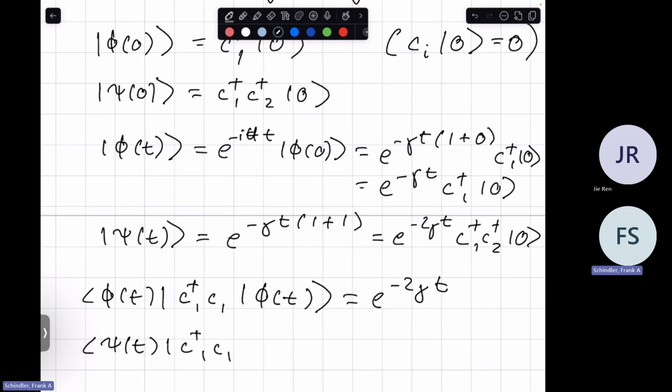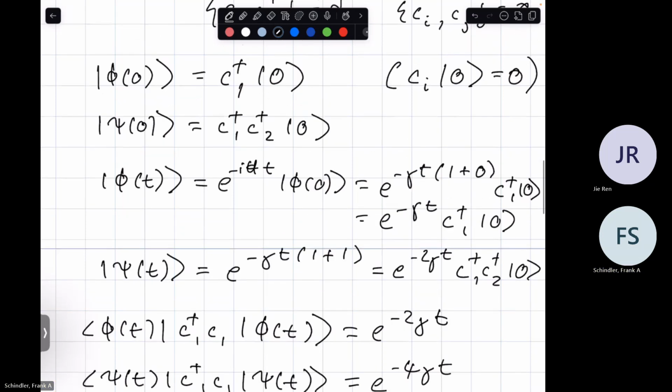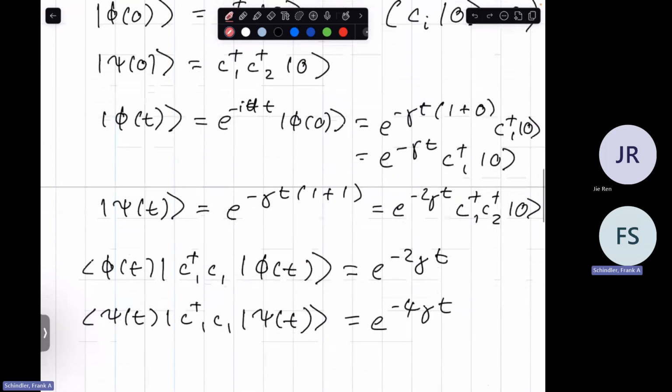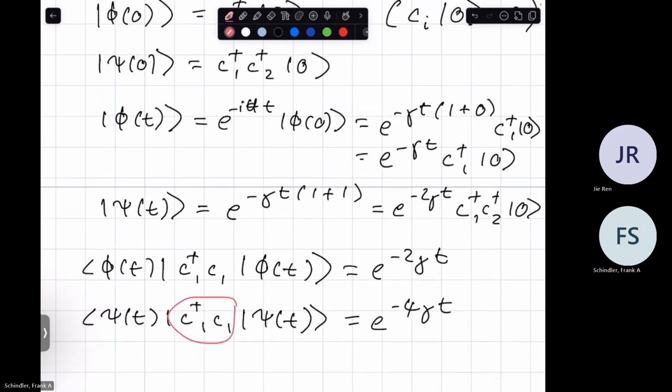And now if I take the very same operator in this different state, psi of t, and remember the operator is just particle number of particle 1. So it doesn't care about particle 2. For all our purposes, particle 2 could be in the Andromeda galaxy. I get e to the minus 4 gamma t. So just by including another particle, which does not interact, if you look at this Hamiltonian, there's no interaction between 1 and 2, just independent. But by including a second particle, I've made my first particle decay twice as fast.